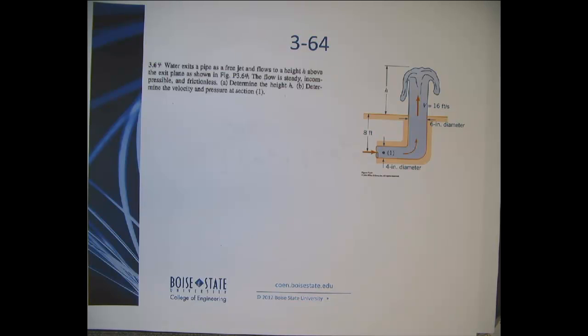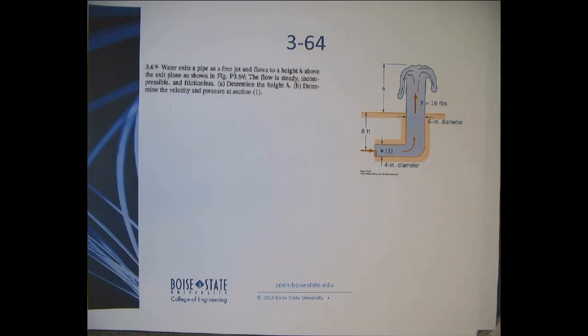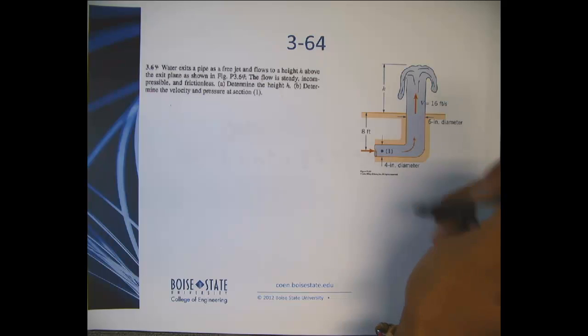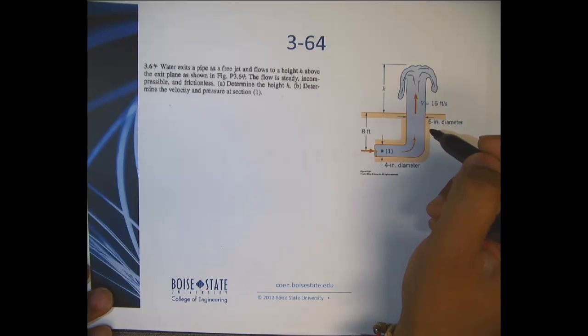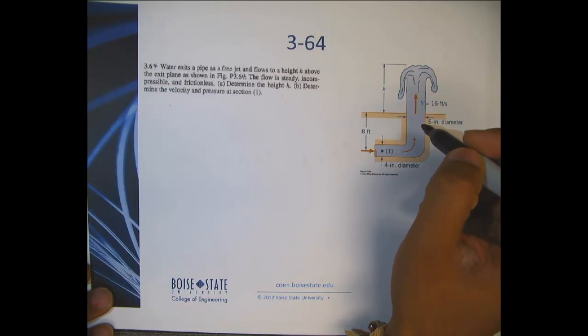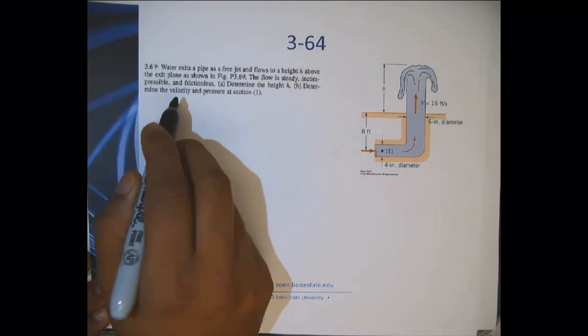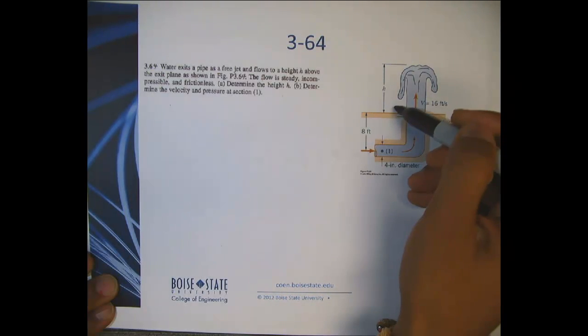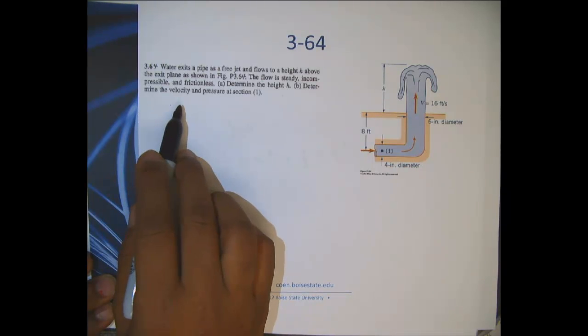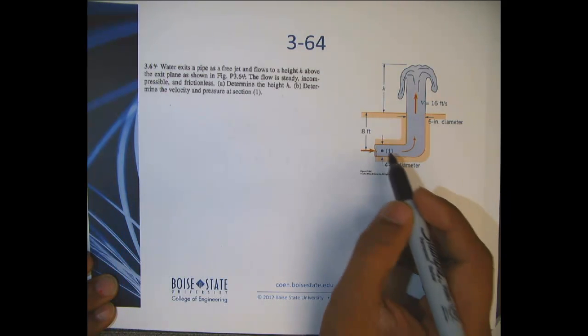Let's look at another interesting problem. Problem 64. Water exits a pipe as a free jet and flows to a height h above this exit plane. As shown here, the flow is steady, incompressible, frictionless. Immediately, that would tell me that I can apply Bernoulli equation. These statements are a good candidate for a Bernoulli equation along the streamline. And you're asked to determine the height h, and you're asked to determine the velocity and pressure at section 1.